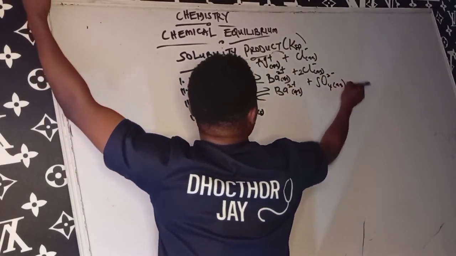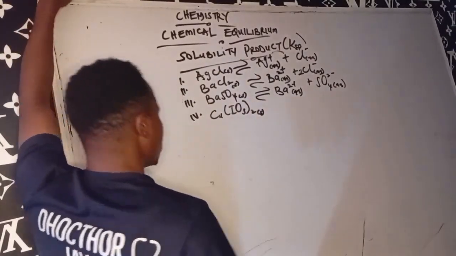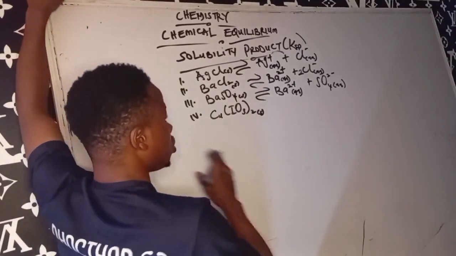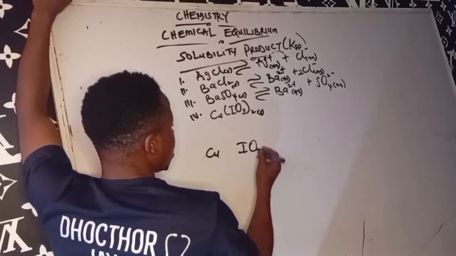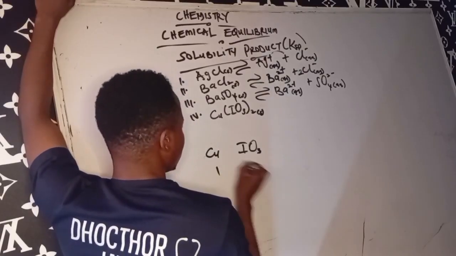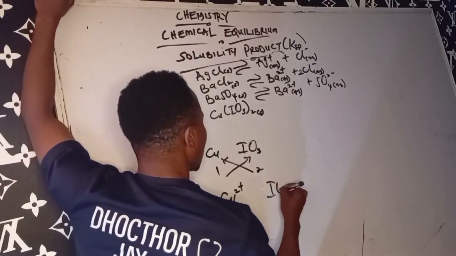Aqueous, aqueous. And now finally to the last one with ionization, which I believe makes it very easy. I'm approaching it from this stance so that it's going to be easier. Now we have Cu and IO3. When you split that up, so now this is 1 and 2. So exchange it, you're going to get Cu2+ and IO3 minus.